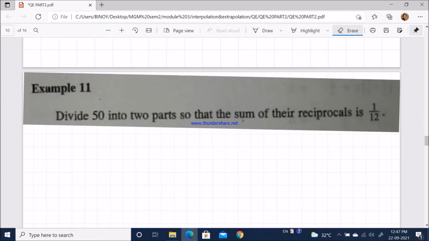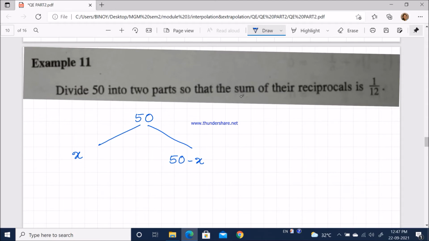Now, moving on to the next example, that is example number 11. Divide 50 into 2 equal parts so that the sum of the reciprocals is 1 by 12. So we will divide 50 into 2 parts: one is x and the other is 50 minus x. The sum of the reciprocals is 1 by 12.